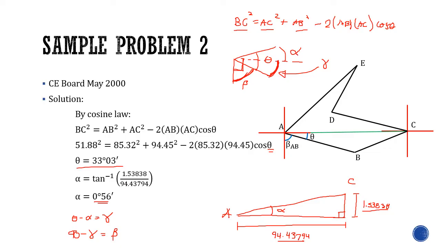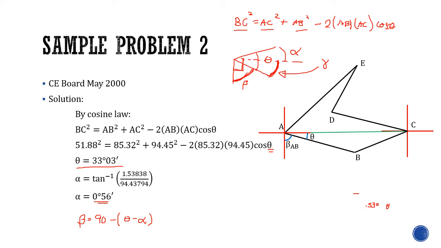Yun na. Edi meron na tayong value of the bearing. No? So, ganun ang gagawin natin. Okay, so, kung papadelayin natin, pwede natin sabihin bearing ay equal to 90 minus gamma. Ano ba yung gamma? Gamma is theta minus alpha. Okay, so pwedeng ito yung gagawin natin equation, no?